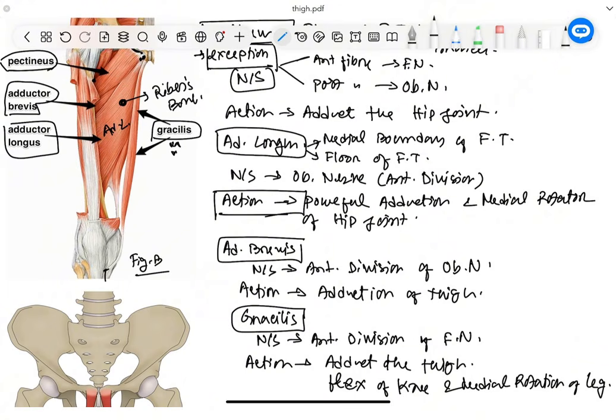All the adductor group of muscles have a very common function of adduction of thigh. That's why we can collectively call them custodians of virginity. So all these muscles collectively we call custodians of virginity. Among them, gracilis is more specifically called the custodian of virginity muscle.